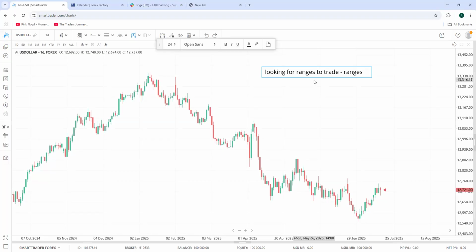Now we're going to do a couple of things. We're going to go over this. So we're looking for ranges to trade, ranges being support and resistance. So we find them by using the higher time frame, namely weekly.